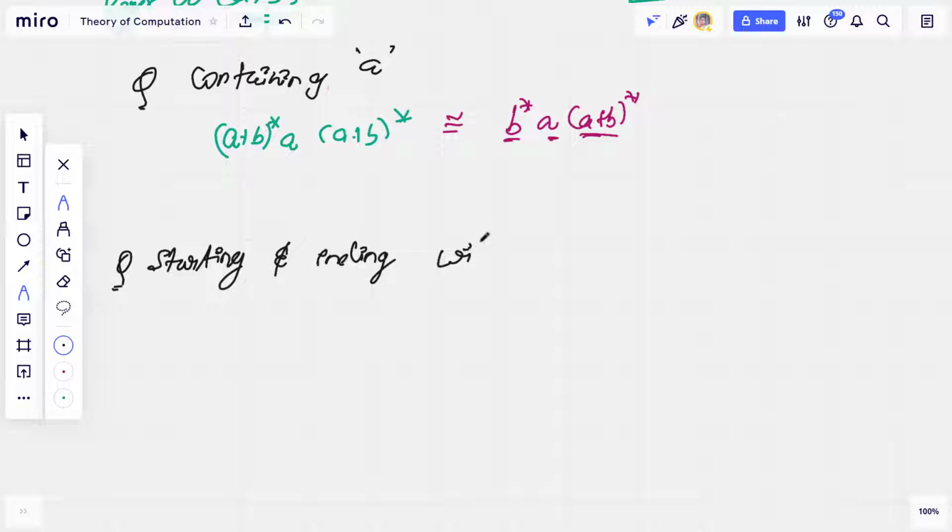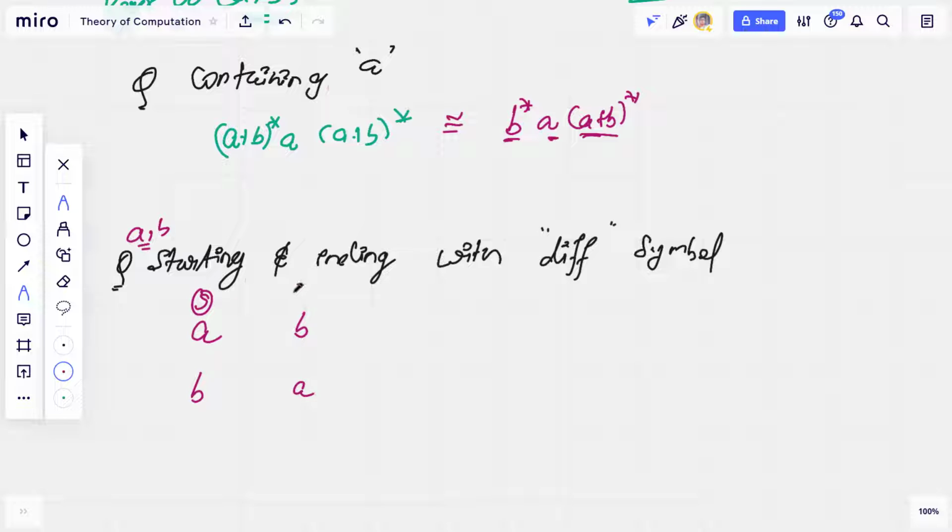Starting and ending with different symbol. Okay, so there are only two symbols here, right? A and B. So either it can start with A and end with B, or it can start with B and end with A. How do you write a regular expression for it?